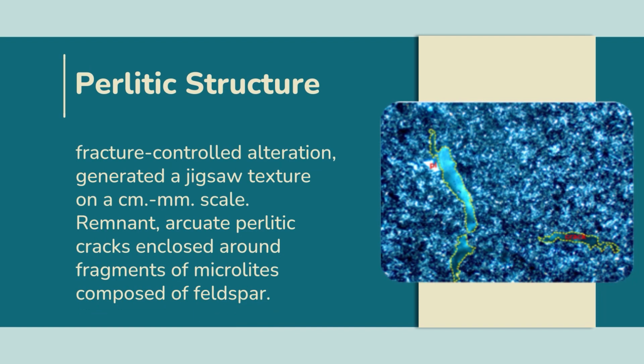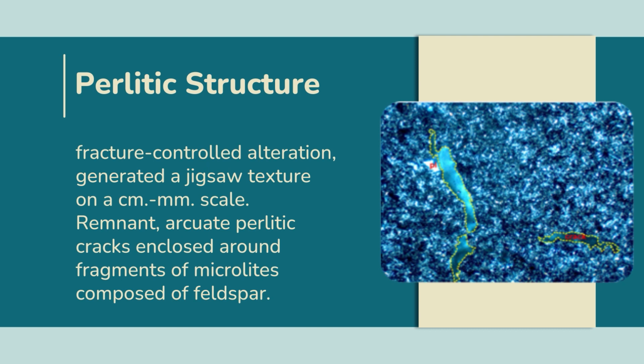Another important structure which can be frequently seen on the earth in volcanic rocks is the perlitic structure. Perlitic structure is a fracture-controlled alteration that generates a jigsaw texture on a centimeter-millimeter scale. Remnant arcuate perlitic cracks enclose fragments of microlites composed of feldspar. So these are actually the cracks. They are present in glassy or very fine-grained rocks.